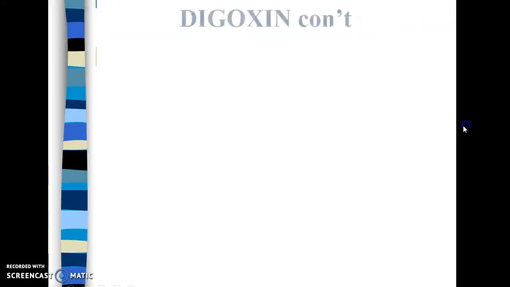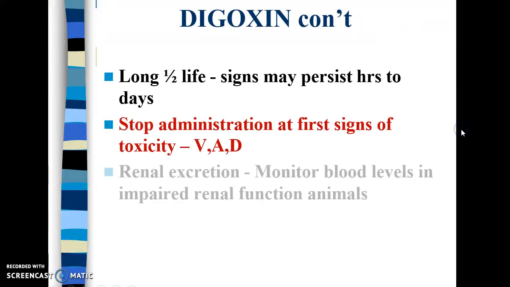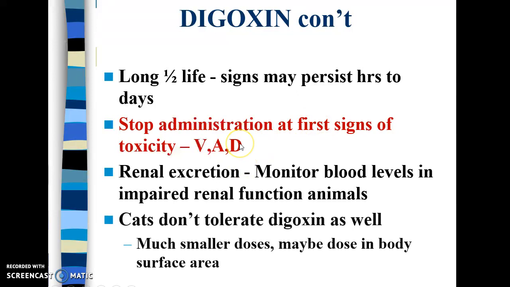All right, so the thing about digoxin is once we see those signs, and this is where we want to pick up any toxicity, we're going to have a long half-life. The drug stays in the system for hours to days. So we need to stop it right away. This is a drug that we can and should stop right away at the first sign of the toxicity. So we want to tell owners, if your animal stops eating, if they vomit, if they have diarrhea, you stop the drug and call us.